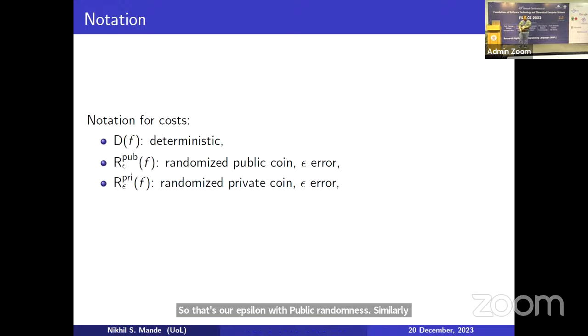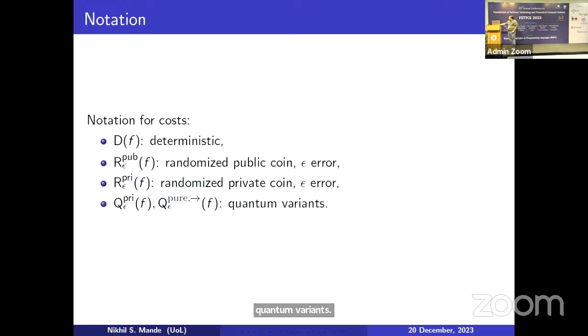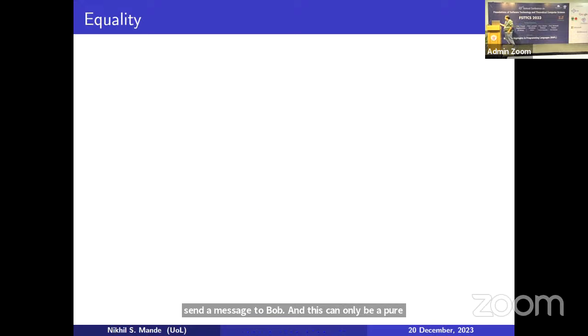Similarly, R epsilon with private randomness. And these are the quantum variants. In case you're interested, this is the version where Alice and Bob do not share prior entanglement, but they have access to private randomness. And this is the version where only Alice is allowed to send a message to Bob, and this can only be a pure state. In case that didn't make sense, don't worry.